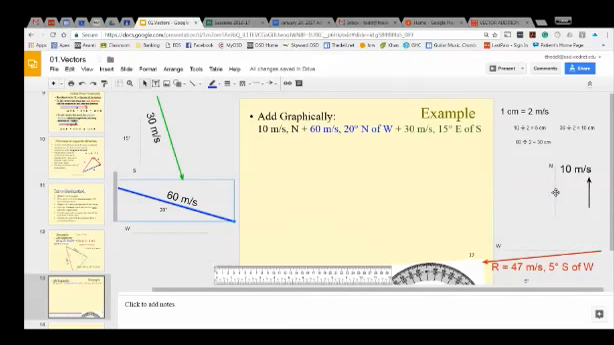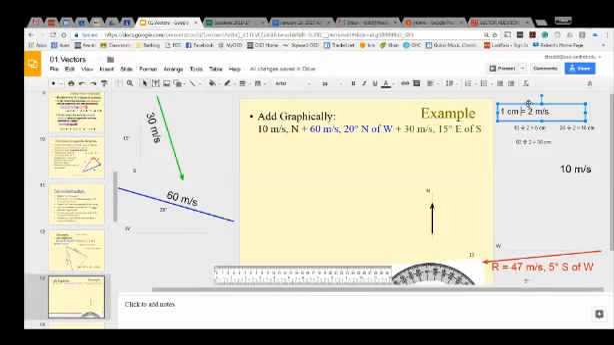I'm just going to show the pieces as I go. So I'm going to start out doing the first one. That one's in black. So here I have my reference line of north, and it just so happens that this vector goes right along the north line. So I'm just going to put it right on there. I back up a little bit.